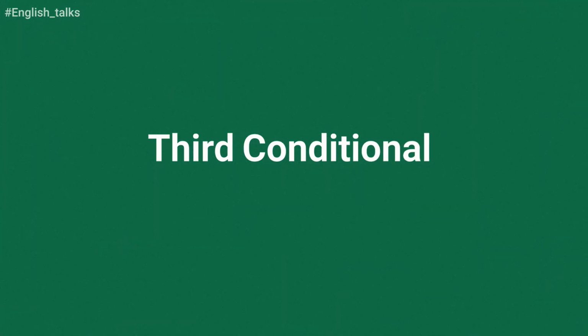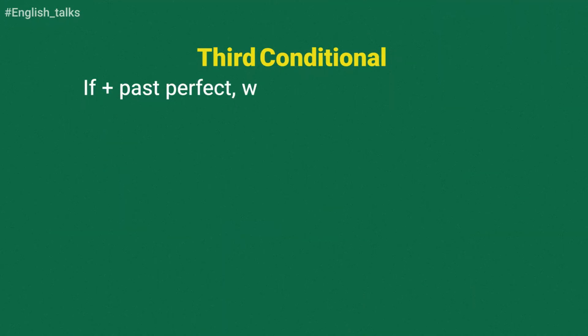Third conditional. It is used for unreal past. The structure is very simple. If plus past perfect, would have plus past participle. It is used to talk about unreal situations in the past, for regrets and things that didn't happen.